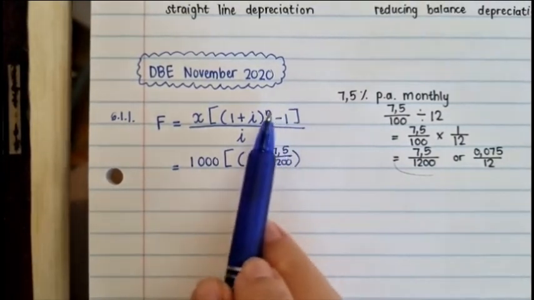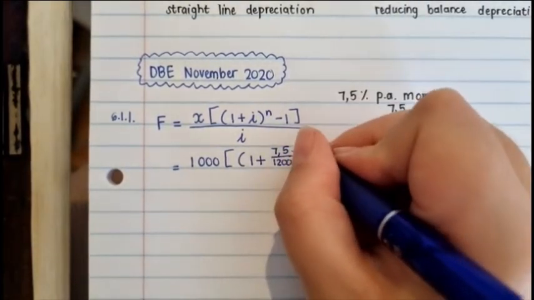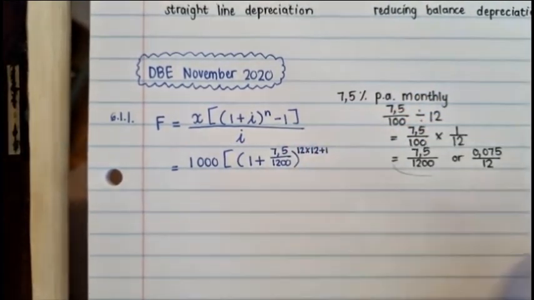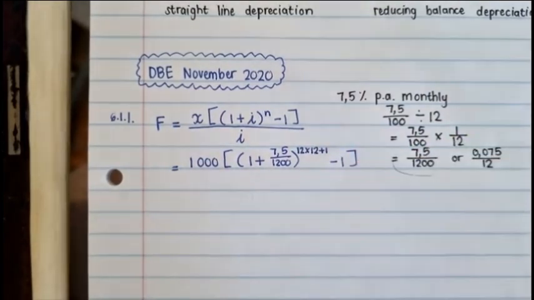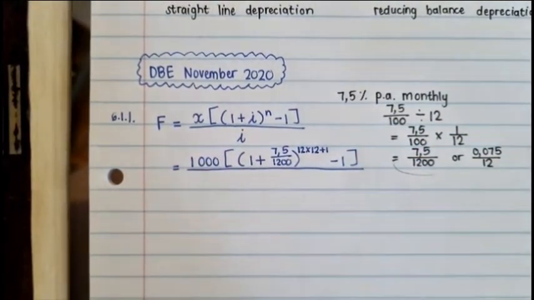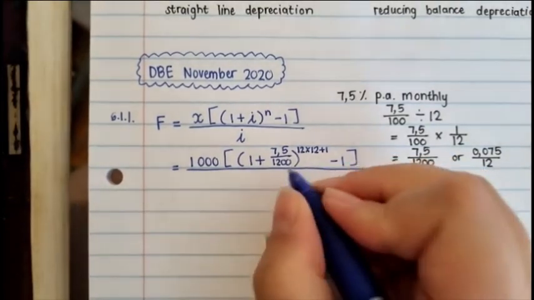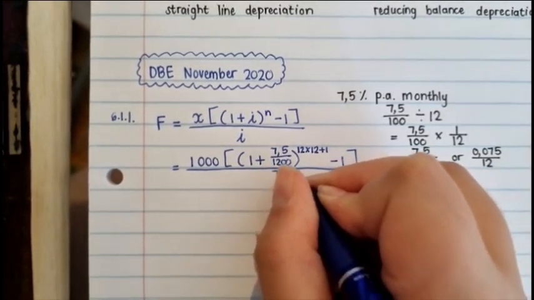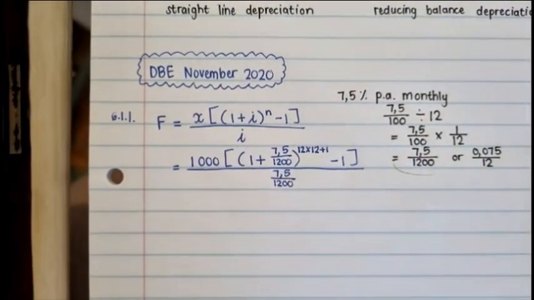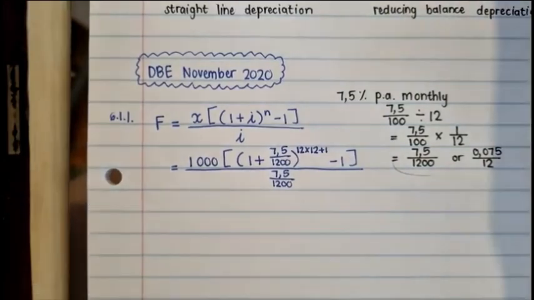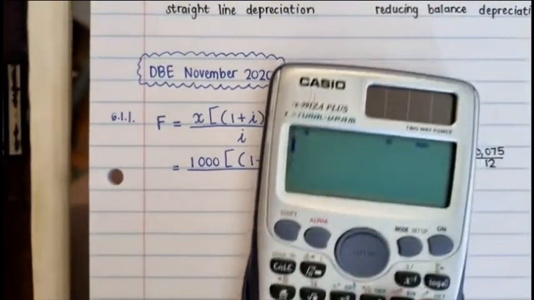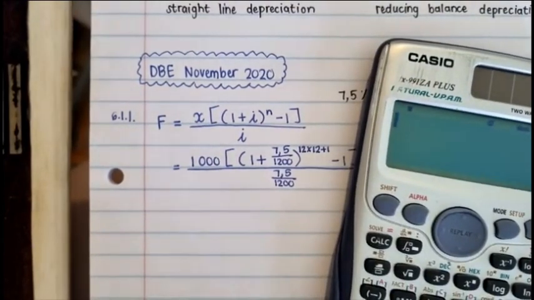Okay, now our number of payments we've discussed already. It was the 12 times 12 plus 1, or you could just write 145 straight away if you wanted to. And that is then divided by that same interest rate. It's over i again, 7.5 over 1,200. Okay, now obviously you're going to use your calculator for this. I'm just getting mine here.